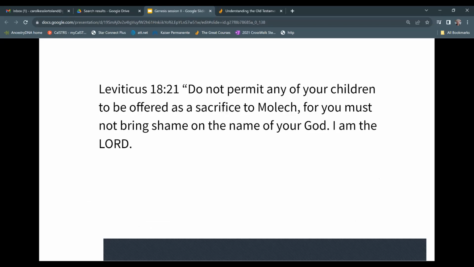Leviticus 18:21 says, do not permit any of your children to be offered as a sacrifice to Molech, for you must not bring shame on the name of your God. I am the Lord. The Molech was one of the gods that children were sacrificed to.